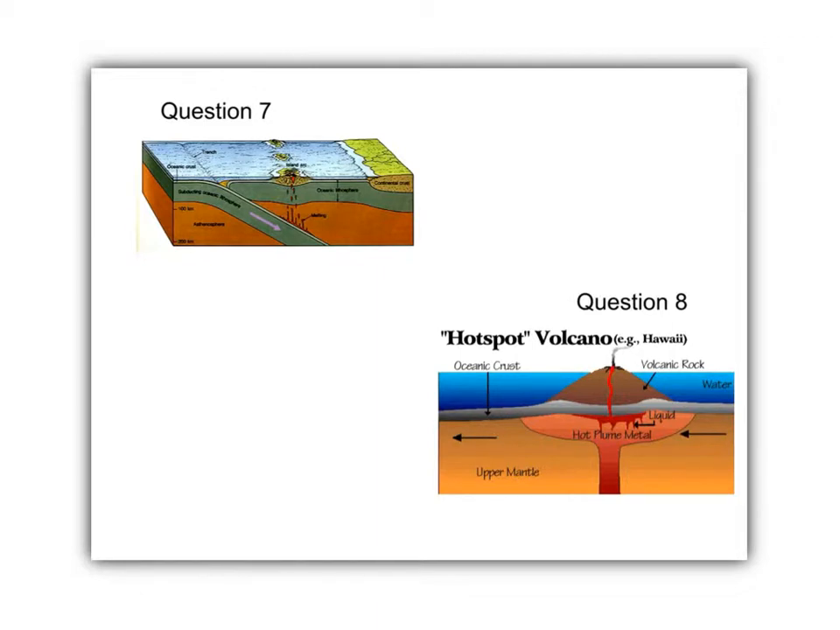For question 8, how did the Hawaiian Islands actually form? They formed over a hot spot. So right here, that's your answer. Hot spot. That's where the Hawaiian Islands formed, over a hot spot.